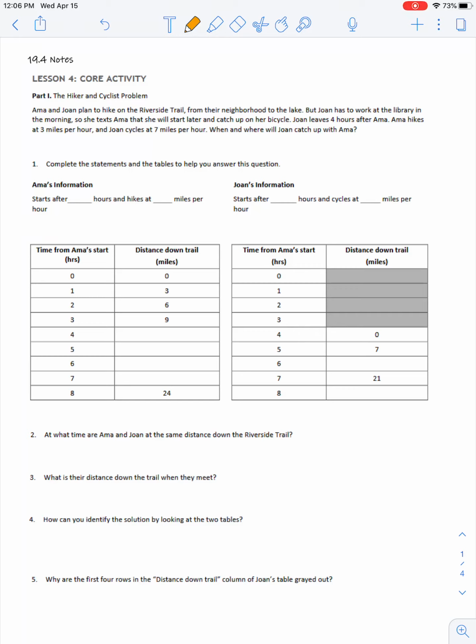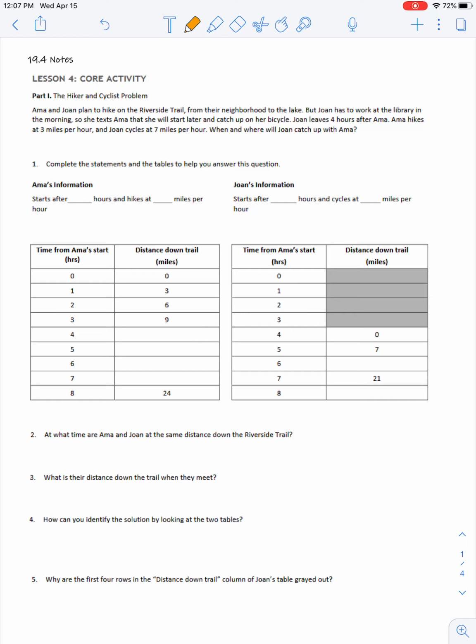Okay guys, 19.4, we are solving systems using tables. So we are looking at Amma and Joan, who plan to hike on the Riverside Trail from their neighborhood to the lake. But Joan has to work at the library in the morning, so she texts Amma that she will start later and catch up on her bicycle. So Joan leaves 4 hours after Amma. Amma hikes at 3 miles per hour and Joan cycles at 7 miles per hour. When and where will Joan catch up with Amma?